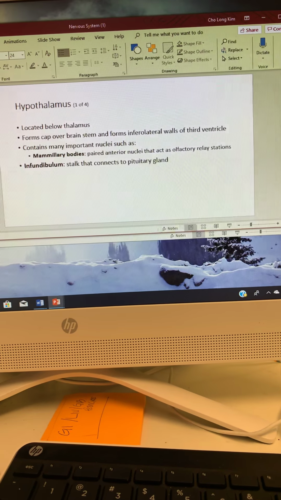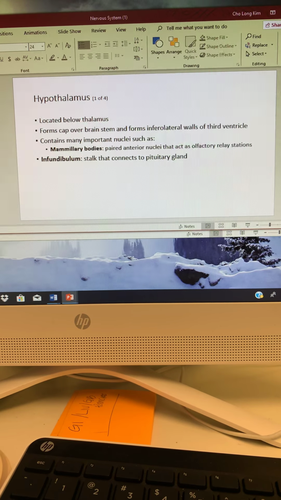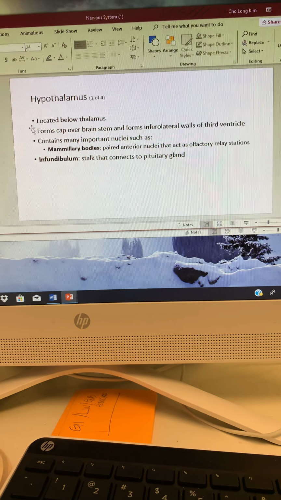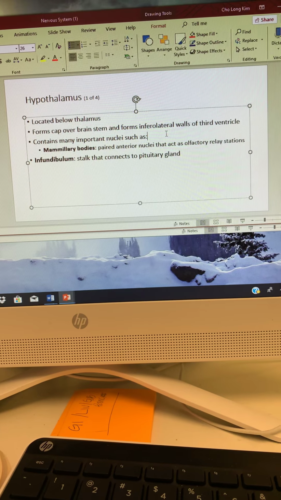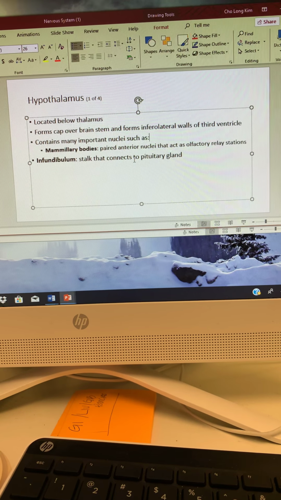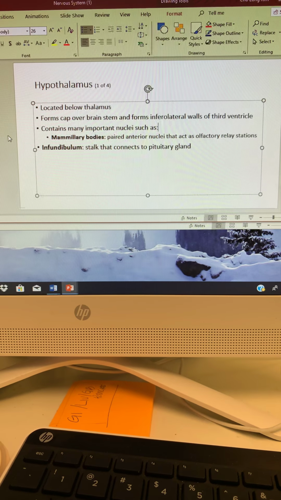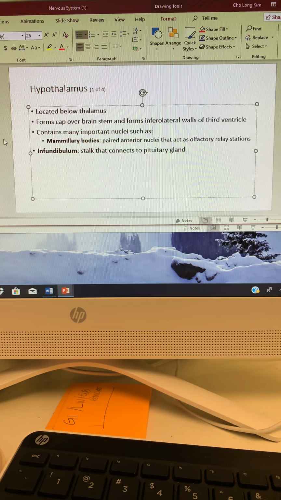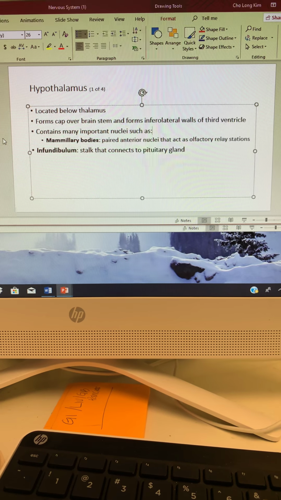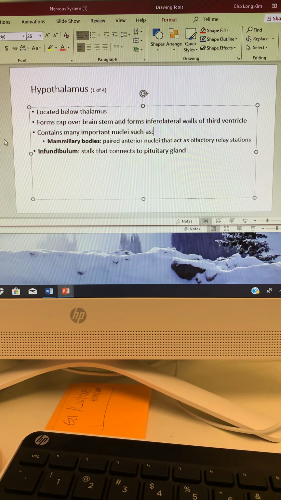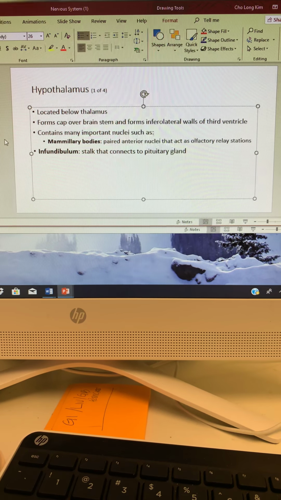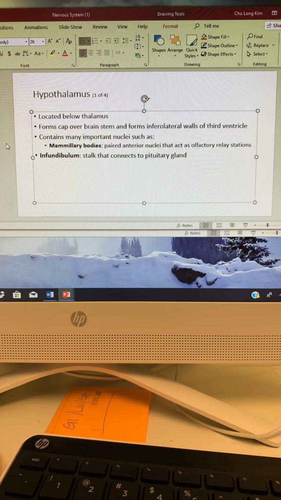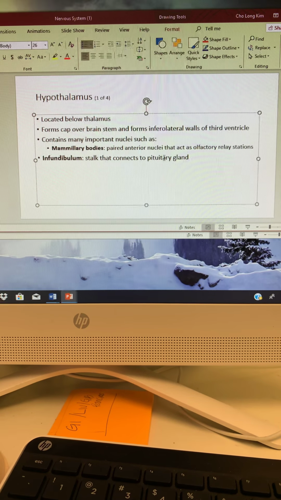Hypothalamus is right underneath that, as the name implies. It forms the cap over the brainstem and forms inferolateral walls of the third ventricle. Contains many important nuclei, such as the mammillary bodies, which are paired anterior nuclei that act as olfactory relay stations, and the infundibulum is the stalk that connects to the pituitary gland.